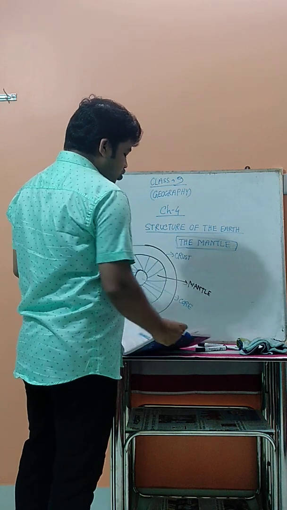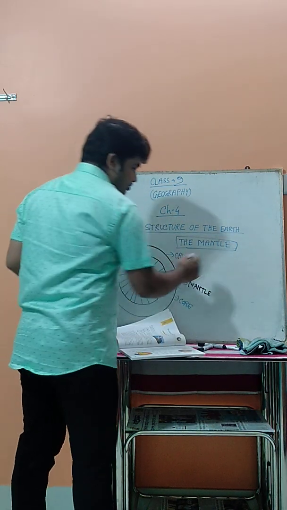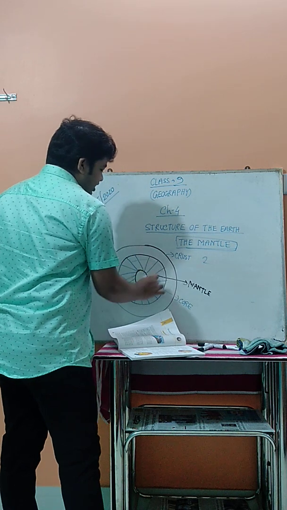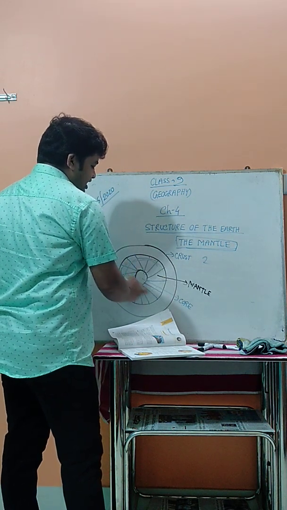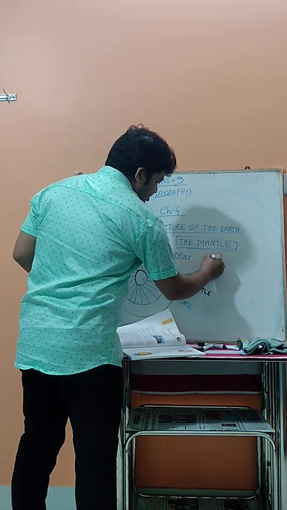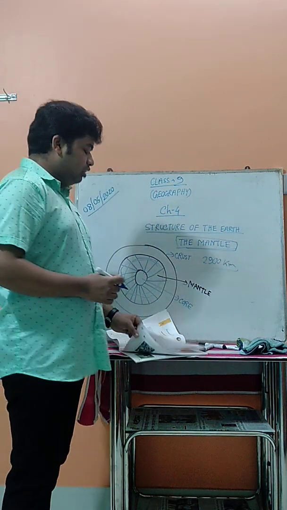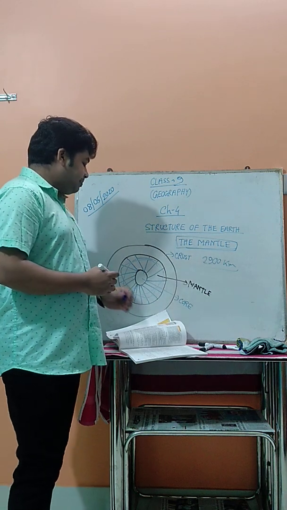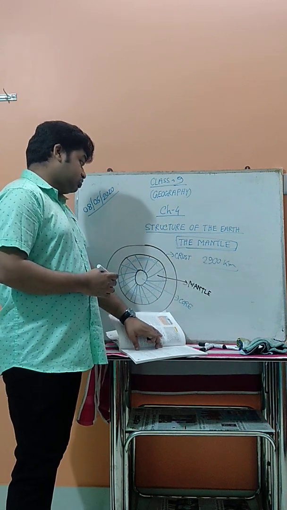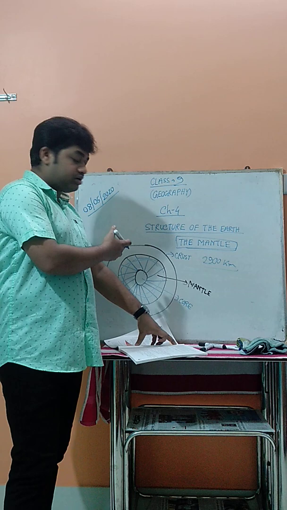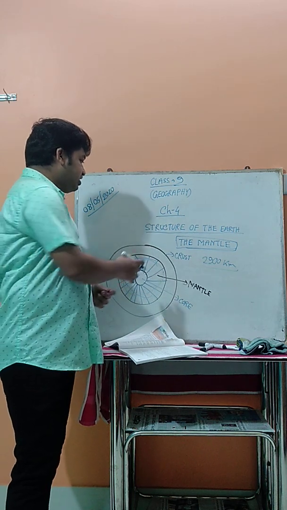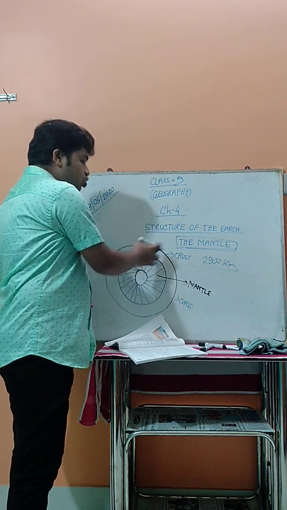Now the first point is that the mantle is a very thick layer and extends up to 2,900 kilometers. This is a very thick layer, with an average thickness of 2,900 kilometers. Now the second point is that it lies between the Earth's crust and the Earth's core. As I discussed before, this mantle layer is located between the Earth's crust and the Earth's core.